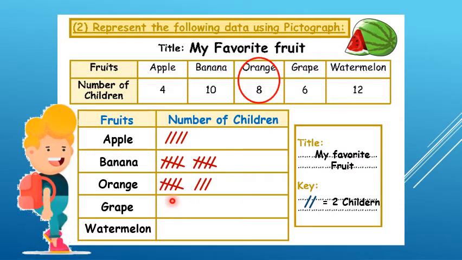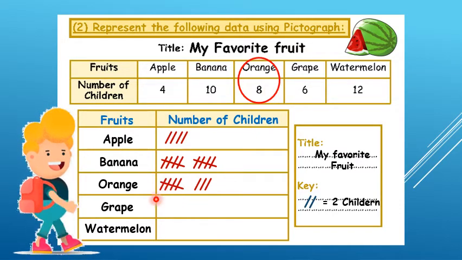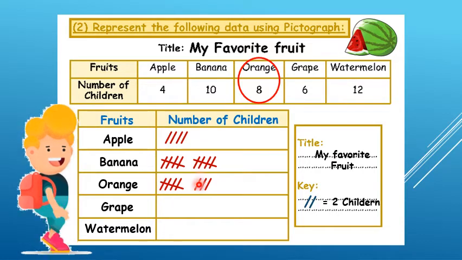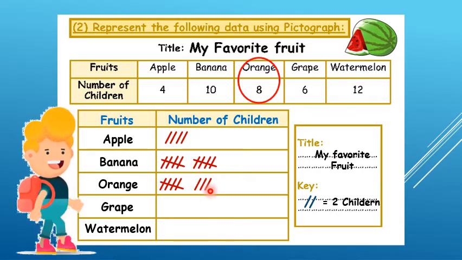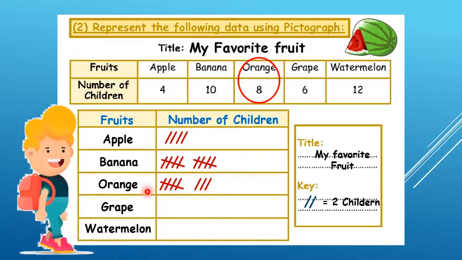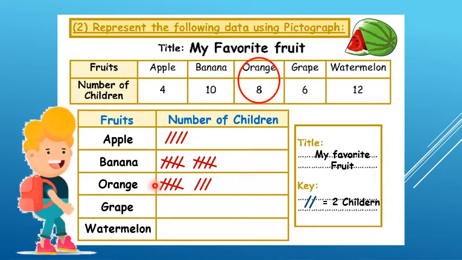Okay. Then in orange, it will be 8. Then we count by 2: 2, 4 crossed by 5, and 6. It will be 8. It will be 8 tallies. In 5, we cross by 5. When we draw 4 tallies, we cross by 5. Good job.